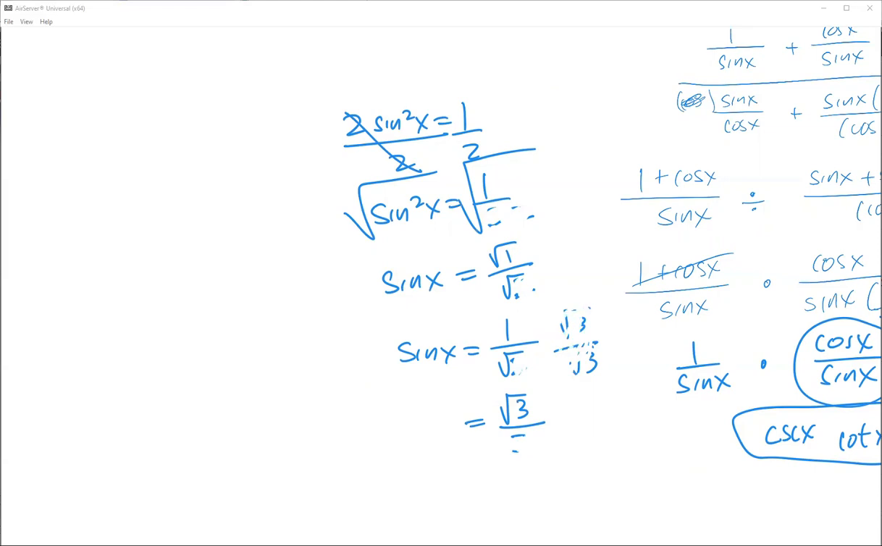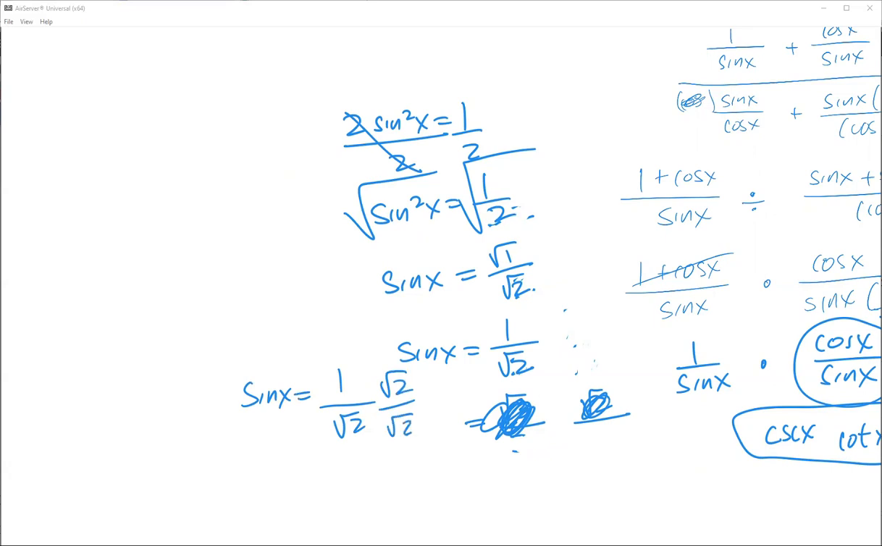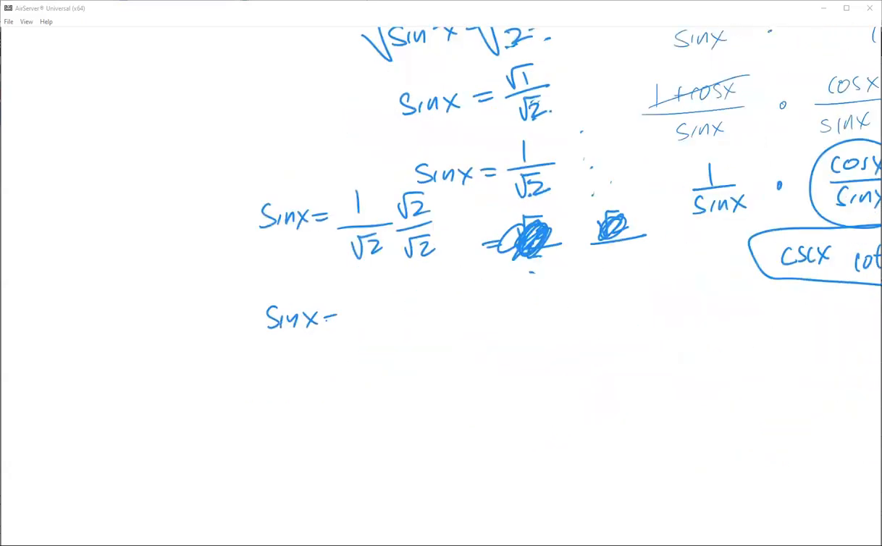So this is 1 over 2. You have to rationalize it. Sine x is equal to 1 over radical 2. Multiply by radical 2 over radical 2. It will be sine x is equal to radical 2 over 2. Remember, we want to find x, right? So the x is 45 degrees.